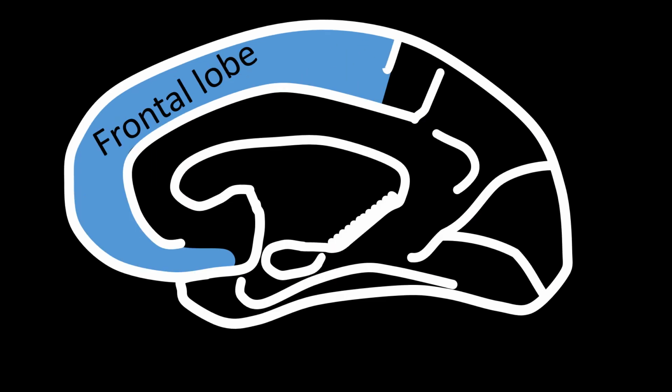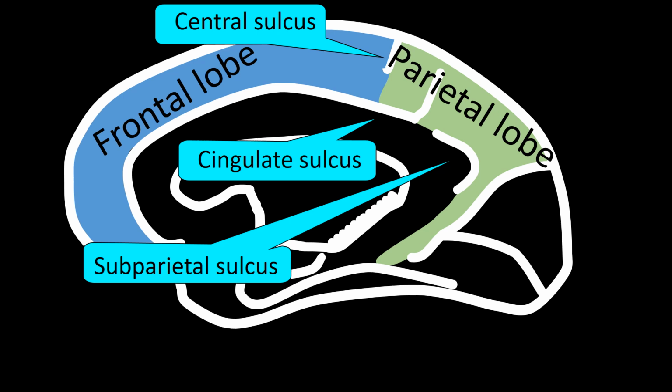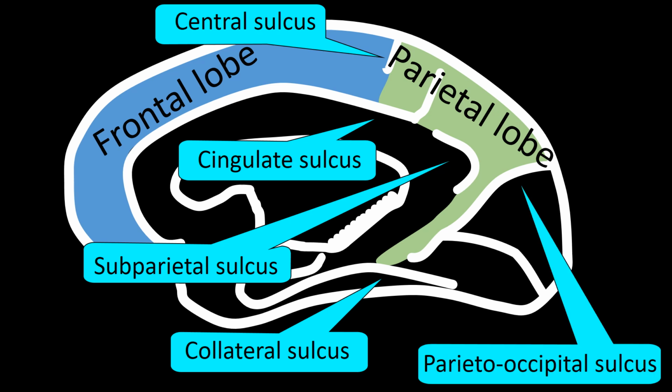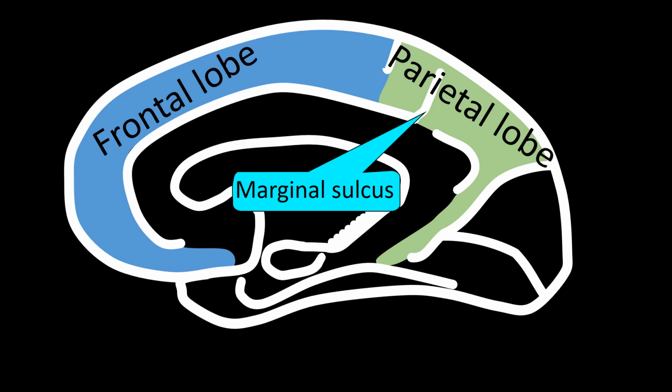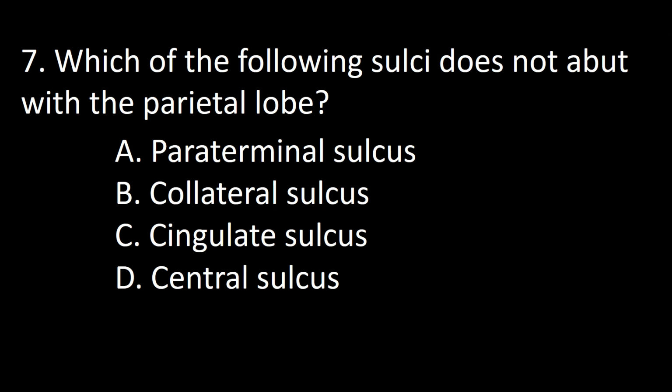In this view of the right hemisphere mesial inferior surface, the one we have been using, I have colored the frontal lobe. Now I have colored the parietal lobe. The parietal lobe is behind the central sulcus, above the cingulate sulcus and the subparietal sulcus. The parietal lobe in the mesial surface extends all the way down to the collateral sulcus. Bound posteriorly by the parietal occipital sulcus, the parietal lobe in this view is divided by the marginal sulcus. Anterior to the marginal sulcus, we find the posterior region of the paracentral lobule. The area behind is called the precuneus. So the answer to this question is A.